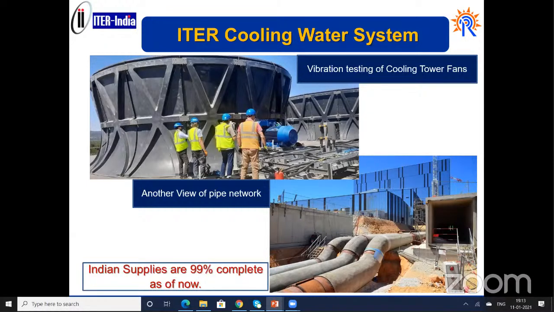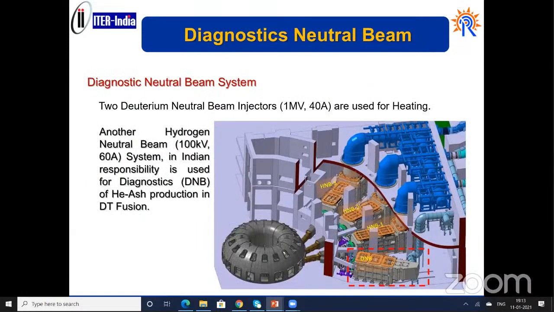We are almost through with all these 4 packages, which are essentially required on a priority basis by ITER by 2025, so that the first plasma operation can start. We have some other packages for which R&D is still going on.